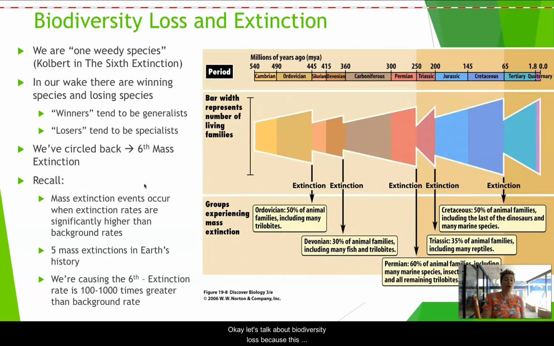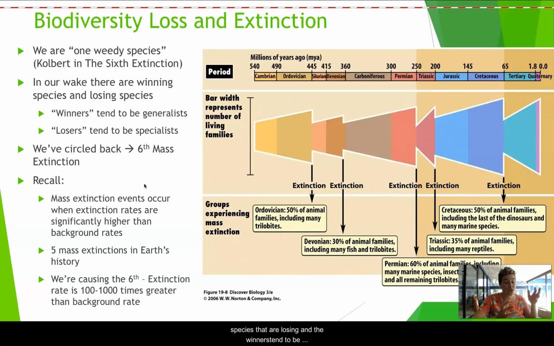Okay, let's talk about biodiversity loss, because this is sort of the hot button issue with this particular topic. And of course, extinction. And we are coming back around to the idea of the 6th extinction, and Colbert calling us one weedy species. In the wake of our human activities, there are species that are winning, quote unquote, and species that are losing.